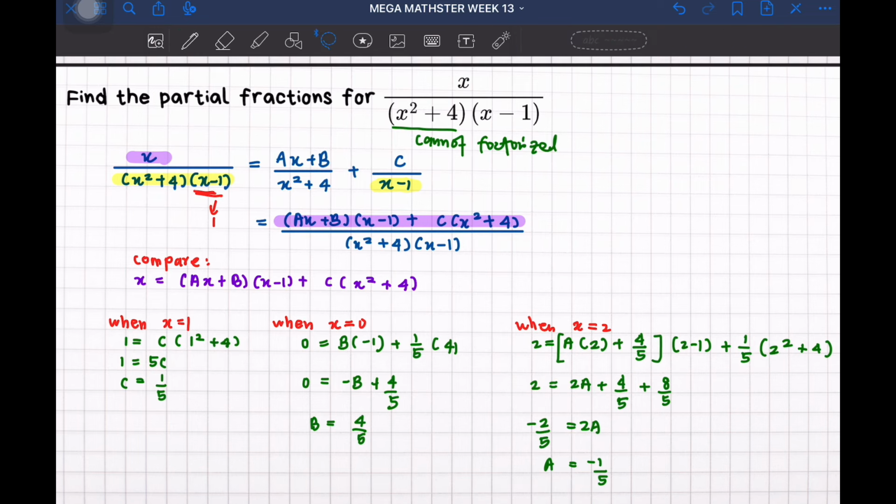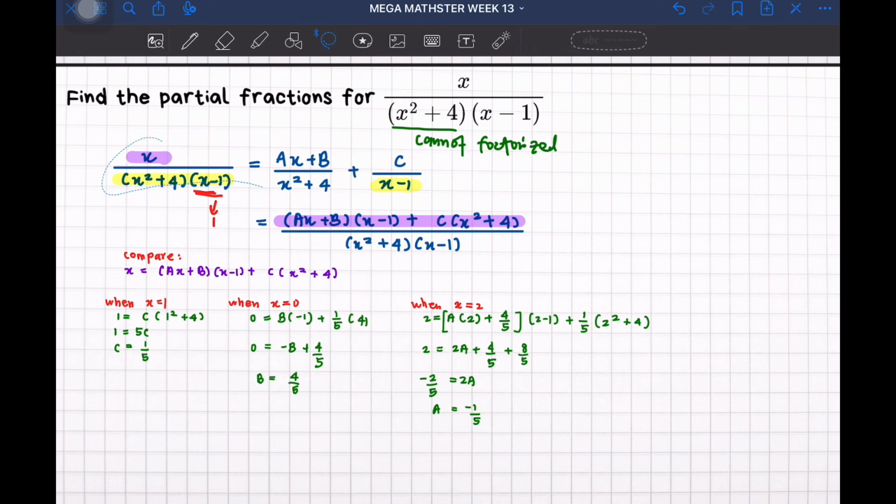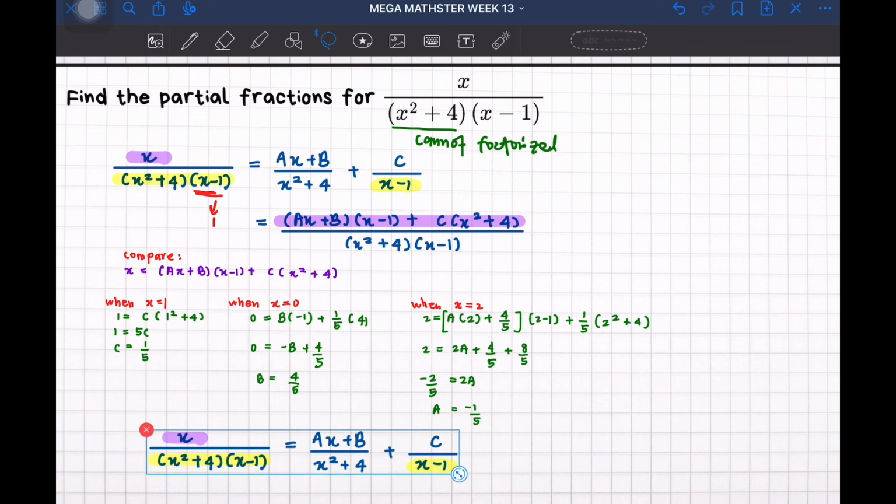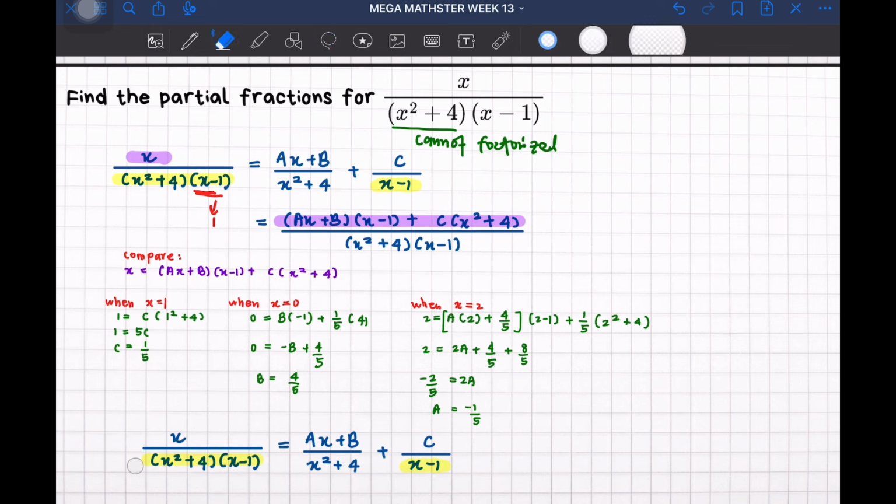Right, so we have already found all the values of a, b, and also c. So the next step is we are going to start from this partial fraction. Just copy and paste it back over here. Okay, so substitute all the values of a, b, and also c. For a, we have negative 1 over 5. For b, we have 4 over 5. And for c, we have 1 over 5.